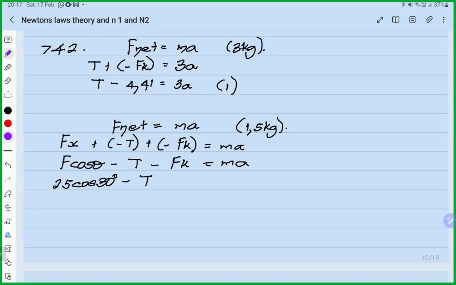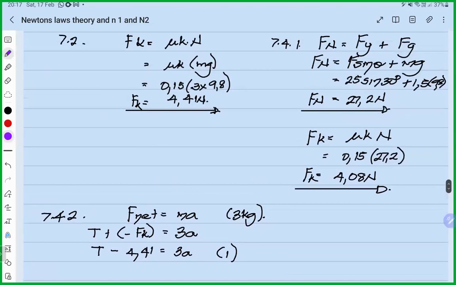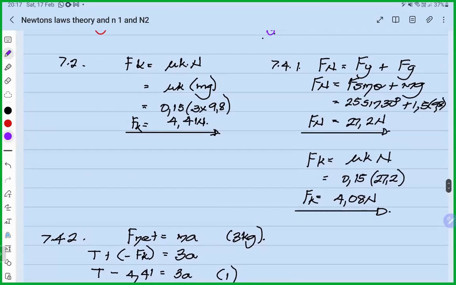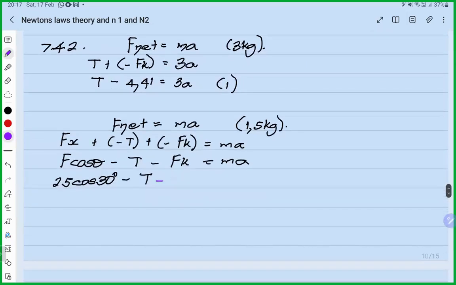The 1.5 kilogram, which is sitting here, had a kinetic friction of 4.08, which we could have taken from the previous question. We had to use that as a decimal though. And that will be 1.5a. Now here, if you're sharp, you can clearly see what you need to do to this equation at this point. So you can solve for t and eliminate a. So your aim is to get rid of a and only have t's now.